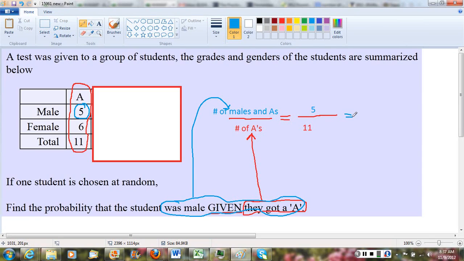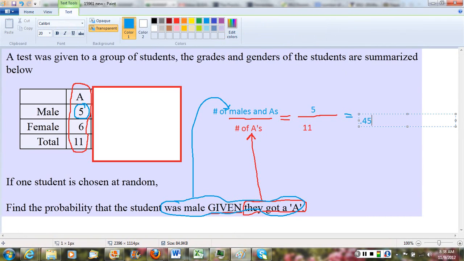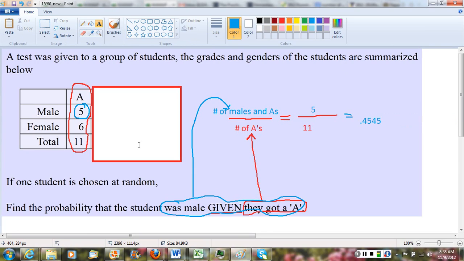So let's calculate that out. If we do 5 divided by 11, I'm getting 0.4545. We round to 4 decimal places, so our answer there is 0.4545. So if we choose a student at random from all those who took the test, what's the probability the student was male given they got an A? It's 0.4545.